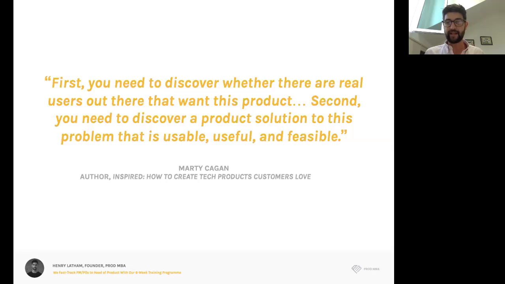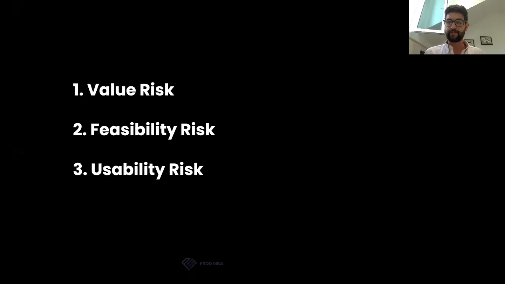Now, in many cases, people skip the first step. And we're going to come on to that later when I talk about the pitfalls of the MVP. Now, specifically, that means 3 kinds of risk. So 1, value risk. Will our target customer buy it? Will they even choose to use it? Will they believe the promise that we're making to them?